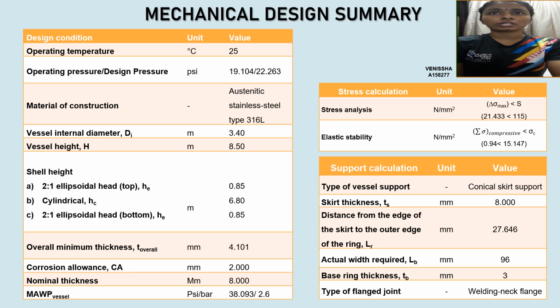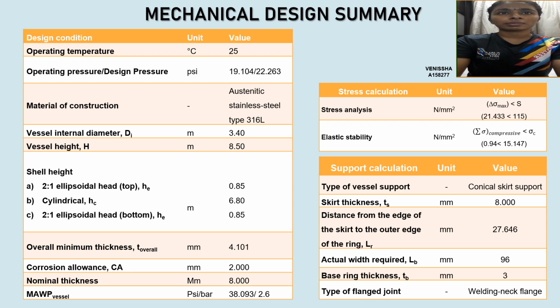The nominal thickness is 1.09 inch. The maximum allowable working pressure of the vessel is 637.12 psi. The skirt thickness is 0.016 meter. The type of flange joint is welding neck flanges. The type of vessel support is cylindrical skirt of plain carbon steel.